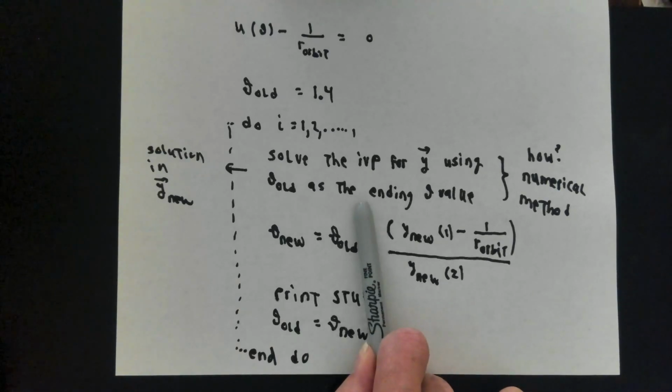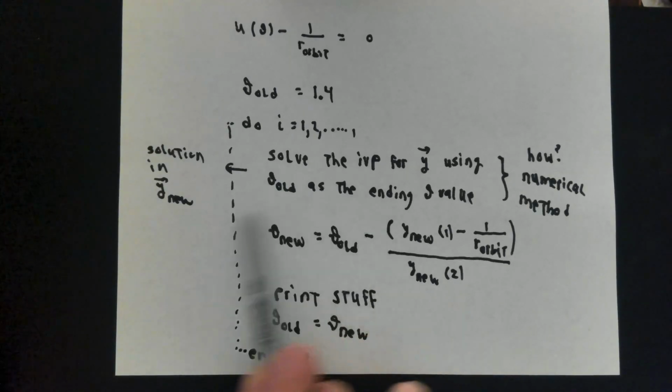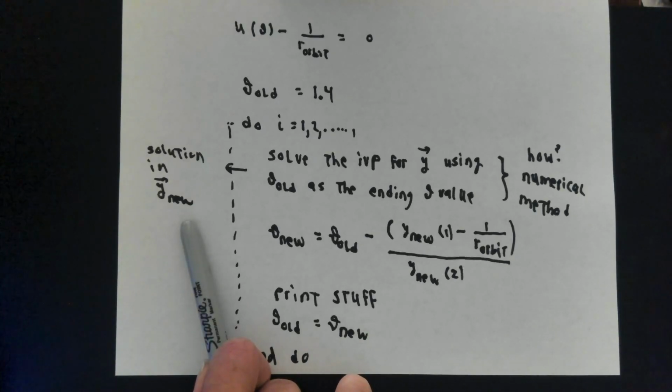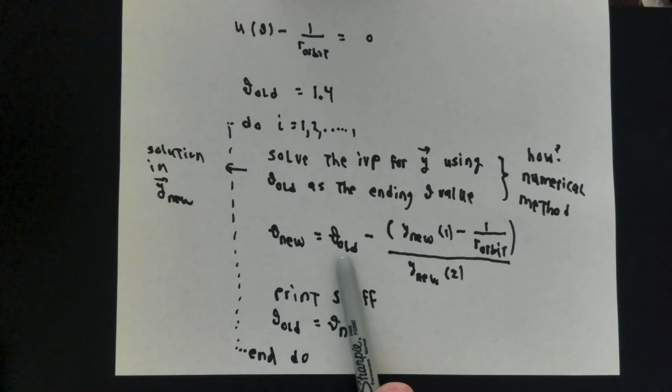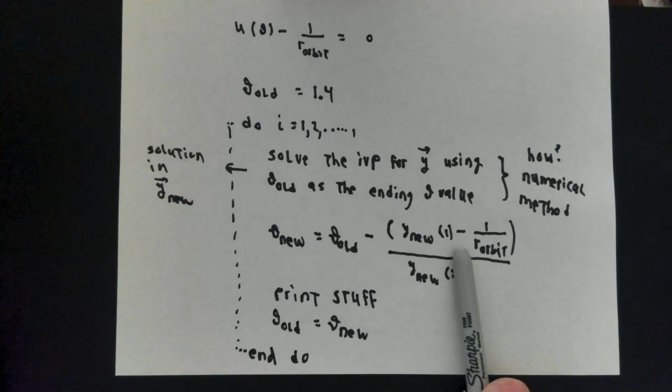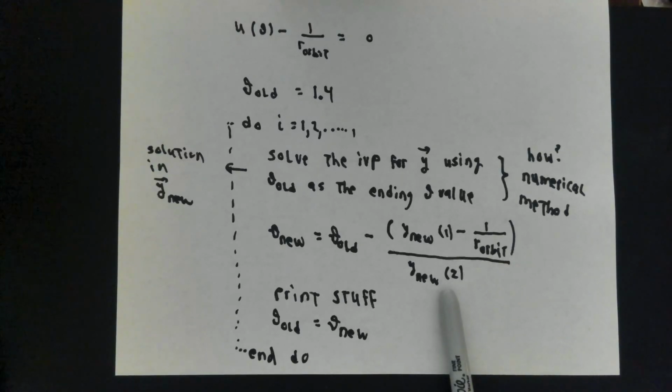And how am I supposed to do this? I'll use my numerical method, my extrapolated Euler method, for instance. Now, once I know y new, the first component of it is u, and the second component is du d theta. So theta new is going to be theta old minus the thing that I'm trying to make 0, evaluated at theta old, divided by the derivative of the thing that I'm trying to make 0.